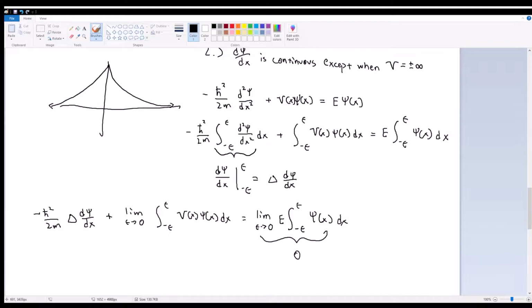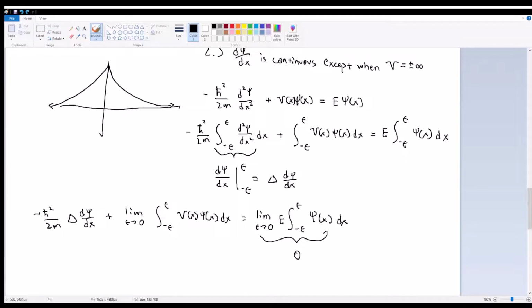Standardly, when v of x is also a well-defined function, most of the time this term right here also goes to 0. Because if v of x is just some normal function multiplied onto a well-behaved function like psi of x, there's nothing wrong. We get another well-behaved function, and as we take the integral limits to 0 and 0, that's just going to give us 0.